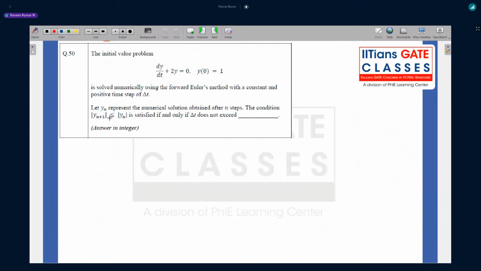The condition that modulus of yn plus 1, the solution obtained after n plus 1 steps, should be less than the modulus of the solution after n steps, is satisfied if and only if delta t does not exceed some value. So they're asking for the value of delta t such that this condition is satisfied.